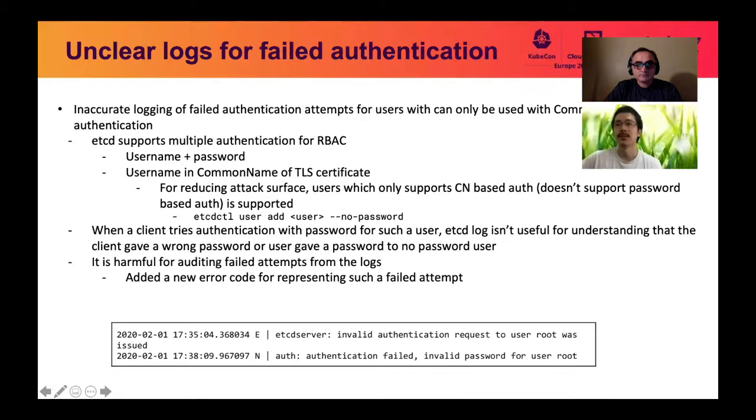The first example is an issue related to logs. etcd had a problem of inaccurate logging related to failed authentication attempts for users which can only be used with common name-based authentication. As I mentioned earlier, etcd supports multiple user authentication mechanisms for RBAC: a username plus password-based approach and a common name of TLS certificate approach. Especially for the latter one, etcd supports creating users which only support common name based authentication, which doesn't support the username plus password based approach.